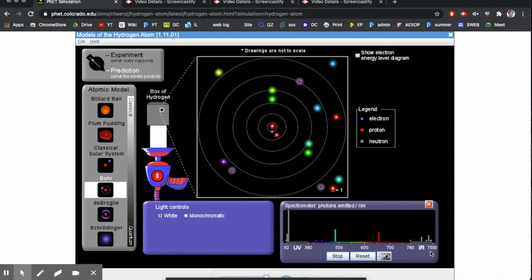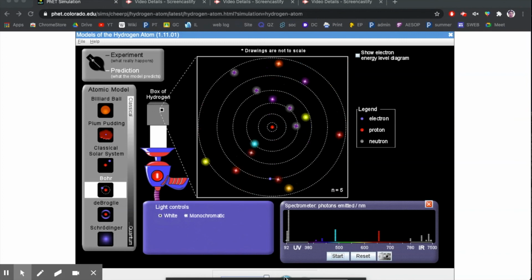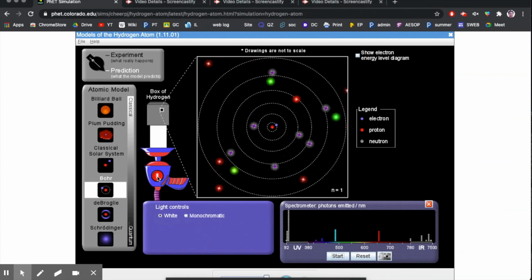So this is infrared. We can't see these, but the hydrogen atom is actually giving off infrared light when it does some of these transitions. And then here it's giving off ultraviolet light. Again, stuff we technically can't see, but we can still see these 4 lines, okay? And so that's the idea behind Bohr's atom and Bohr's model of the atom.